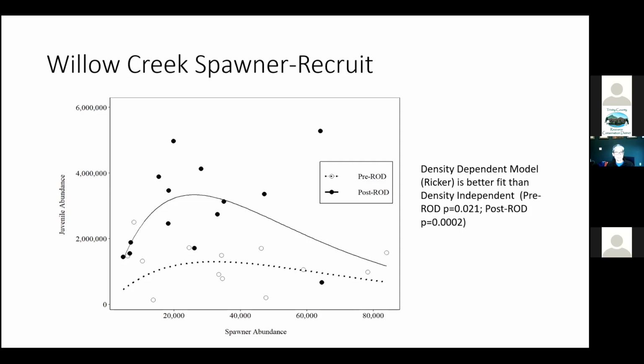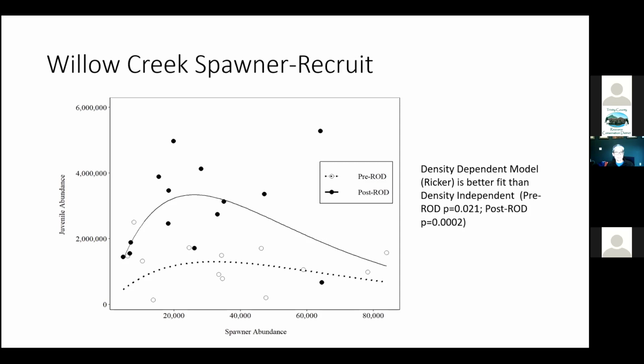So at both the Pear Tree and the Willow Creek site, there's evidence that there's some density dependent effects going on. Now, Willow Creek again captures the entire basin upstream. So there's a number of spawning populations that are not captured by the Pear Tree site.